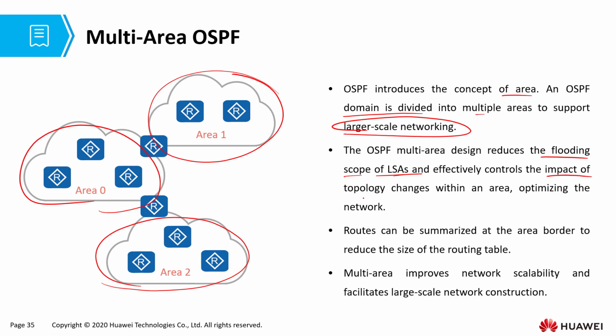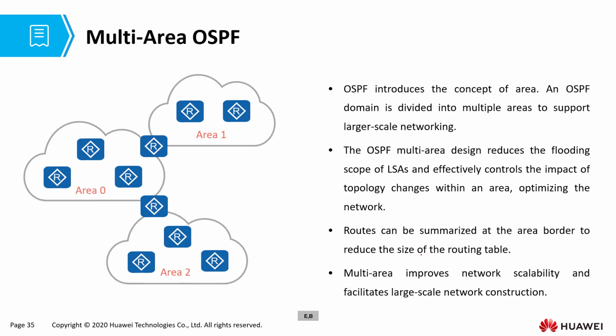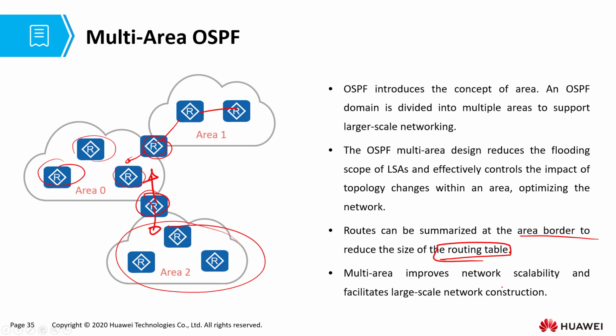Effectively controlling the impact of topology changes within an area optimizes the network. Routes can be summarized at the area border to reduce the routing table size. So all routes from those two guys can be summarized by this guy as they come this side. All routes from these three guys can be summarized by that guy as they come this side. And also routes from these ones are summarized by the same guy when they are going that side. So we have a smaller, manageable OSPF routing table. Multi-area design also improves network scalability and facilitates large-scale network construction.